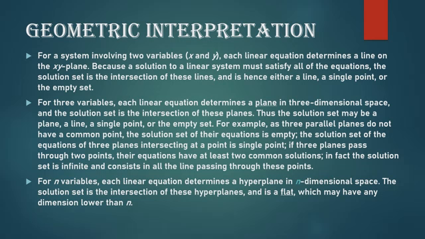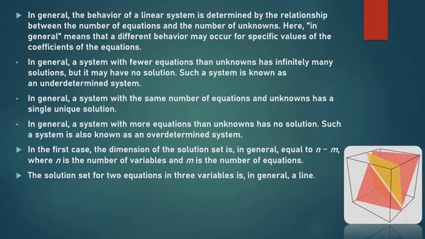If three planes pass through two points, their equations have at least two common solutions. In fact, the solution set is infinite and consists of all the points on the line passing through these points. For n variables, each linear equation determines a hyperplane in n-dimensional space. The solution set is the intersection of these hyperplanes and is a flat, which may have any dimension lower than n.